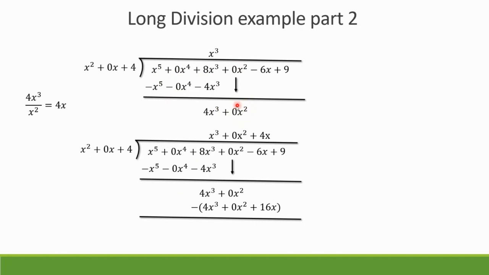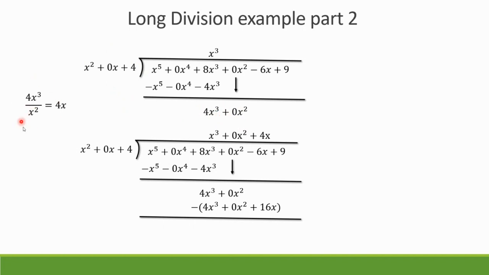Now we do the same thing. And how do I know that we keep going? The degree of this difference is greater than or equal to the degree of the divisor. Once the difference has degree less than the degree of the divisor, or if the difference is 0, that's when you stop. In other words, if the difference has degree 1 or 0, or equals 0, that's when we stop. We have degree 3 here, so we do the process again.